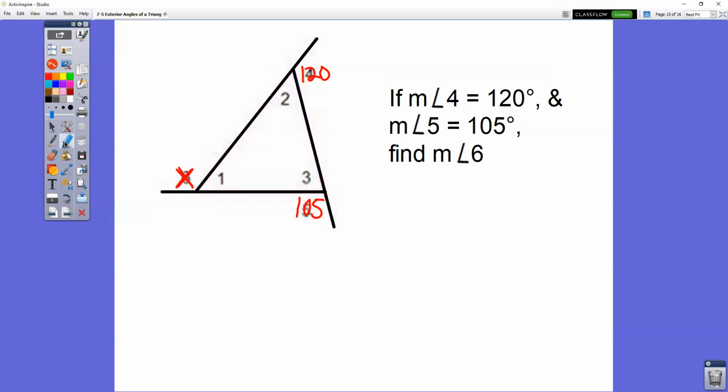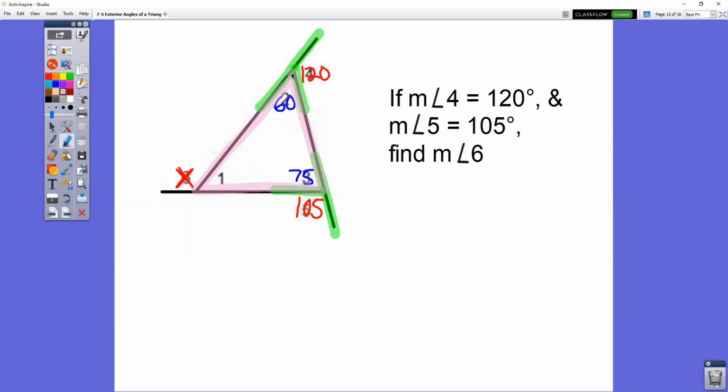Now, when you take a look at this picture, the first thing that we want to do is use our supplementary angles to our advantage. We have supplementary angles right there in the green. If this angle is 120, angle 2 has to be 60, because remember, supplementary angles add up to 180. We also have supplementary angles right here. If that bottom angle is 105, then this angle has to be 75, angle 3, because they have to add up to 180. Now we have the 3 angles of the triangle.